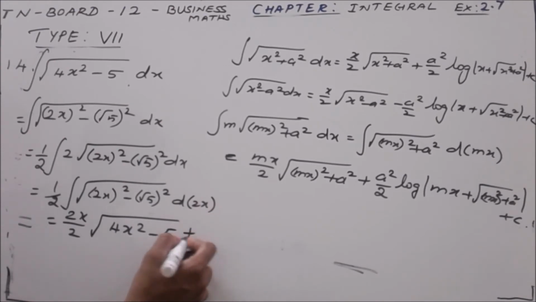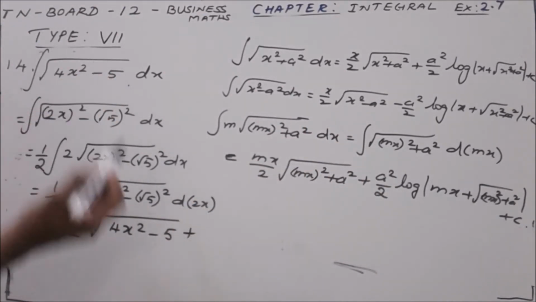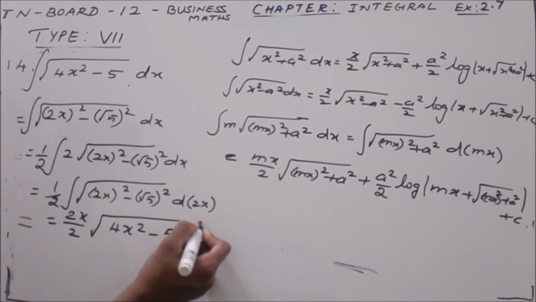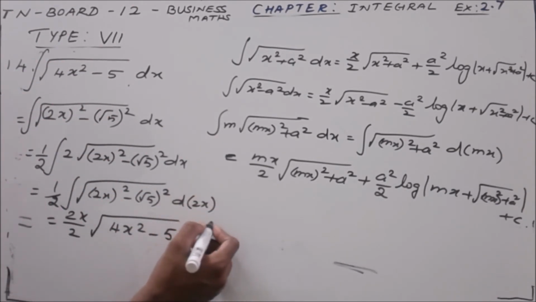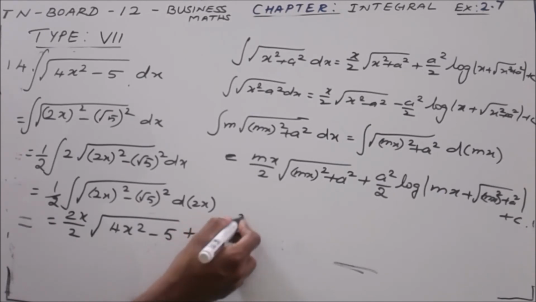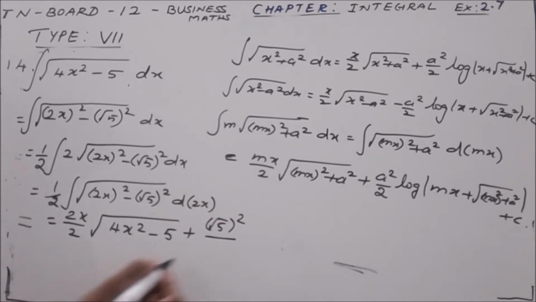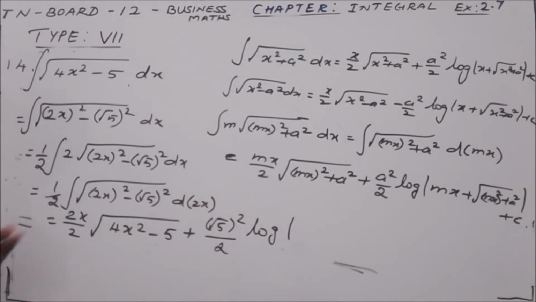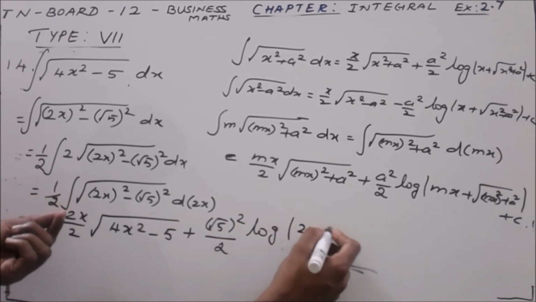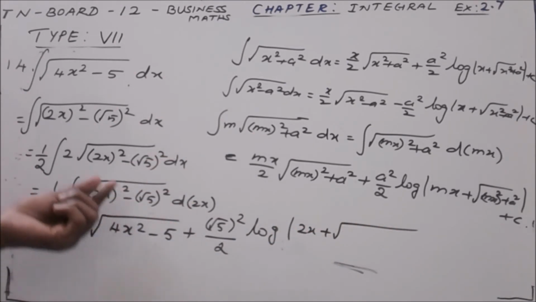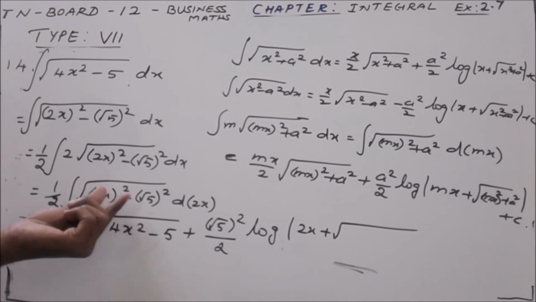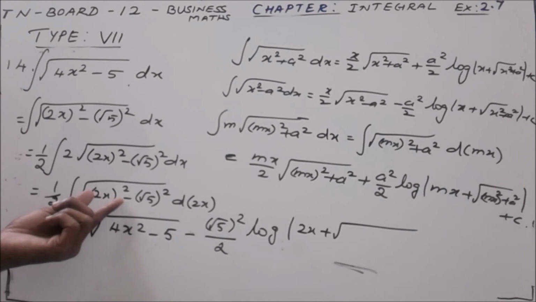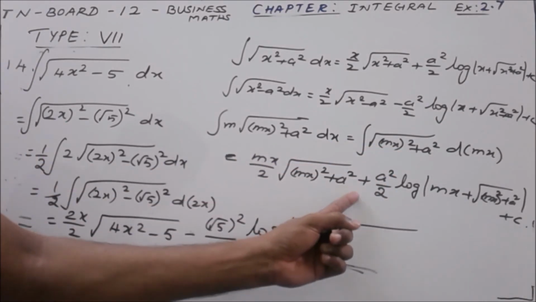Then plus a² by 2, which is a², 5 is a². All are a² value. A² by 2 means either 5 by 2 or root 5 whole square by 2. Anyway, you can write directly 5 by 2 into log of modulus of mx. mx is 2x. Plus root of mx² plus a². This is mx² minus a². Here we have plus, instead of plus we should have minus, because in our question we have minus. If it is plus, we can write it as plus here.